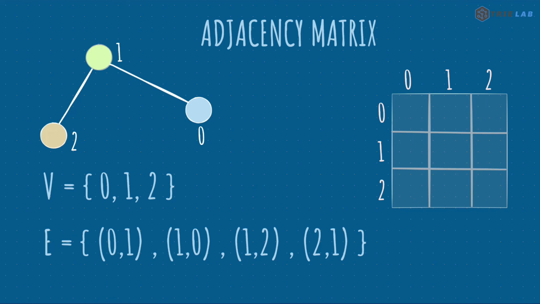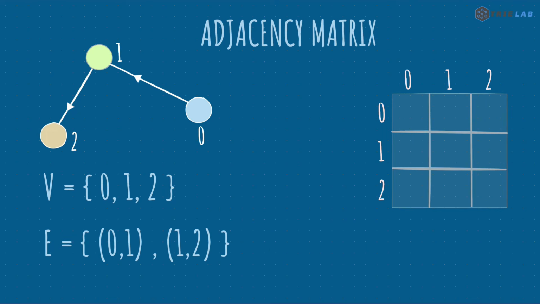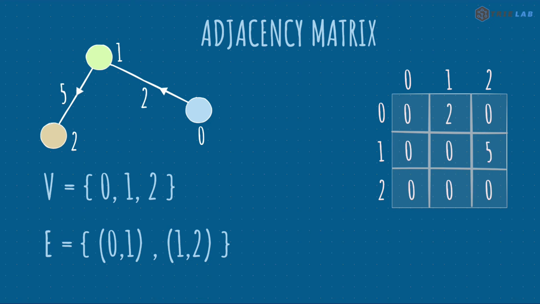Now we can also use this for representing directed graphs, where we have 1 only in the cell where a directed edge exists. For example, over here, vertex 0 to vertex 1 have a directed edge, and so 1 is present in the 0th row and first column. Now, if there is a weighted directed graph, we can simply replace the ones with the actual weight of the edge in the matrix itself.